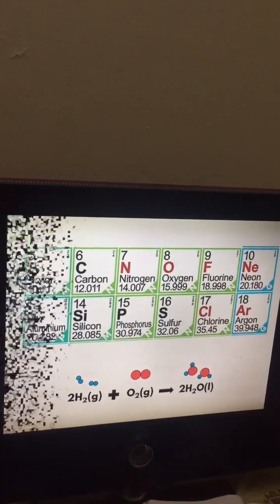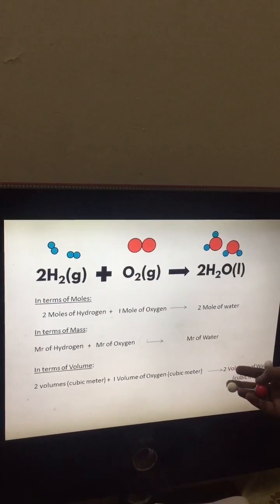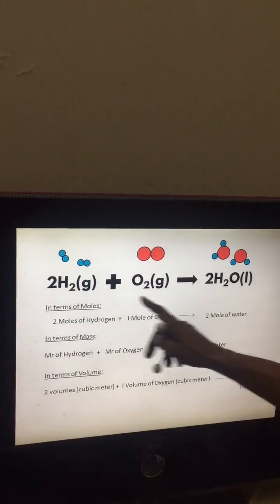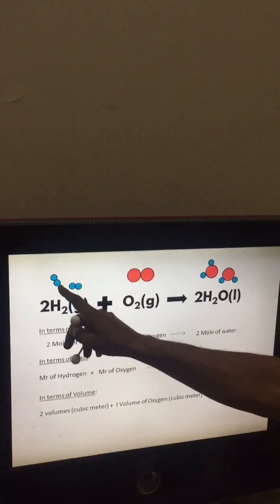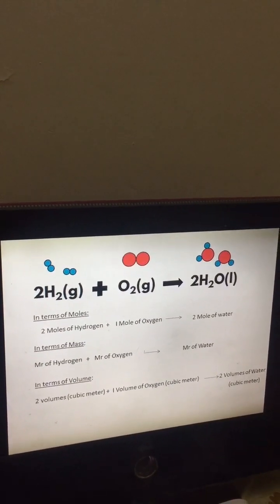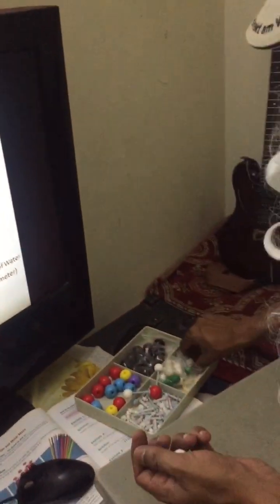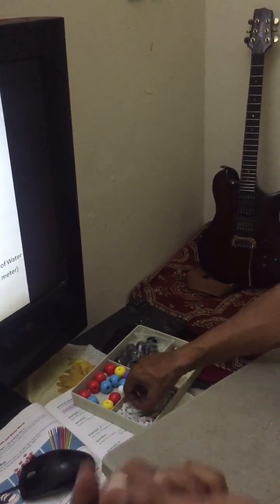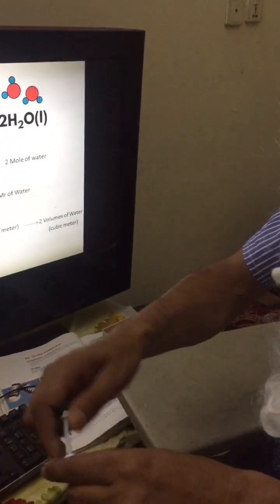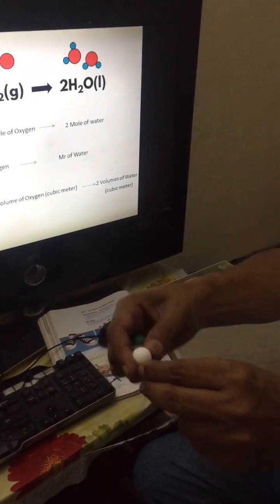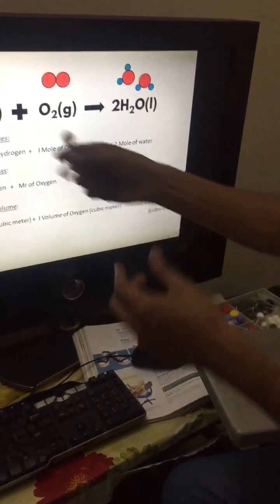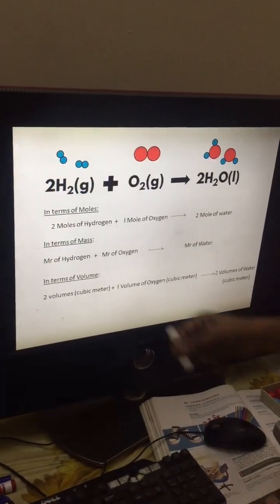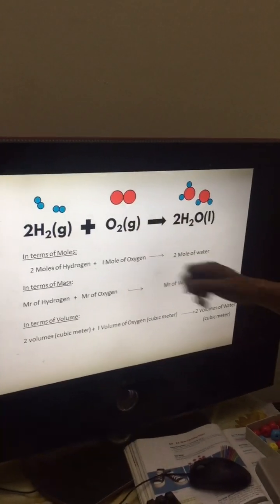Here is the next one, a problem that is given in the books. For example, in this reaction there are 2 molecules of hydrogen. In one molecule we have 2 atoms, so that is 2 hydrogen atoms. These are 2 molecules of hydrogen gas and 1 molecule of oxygen.